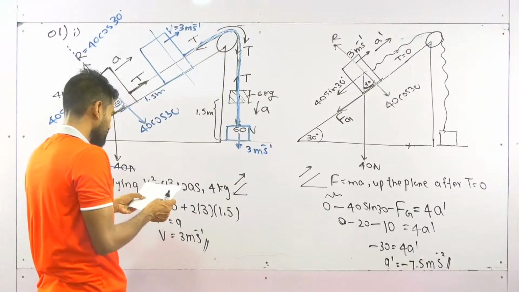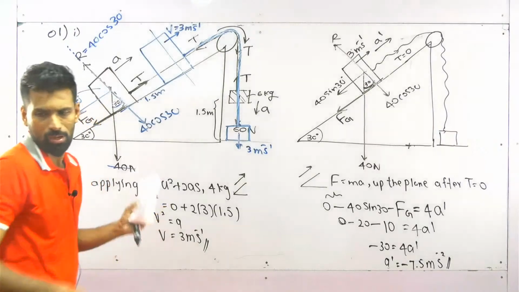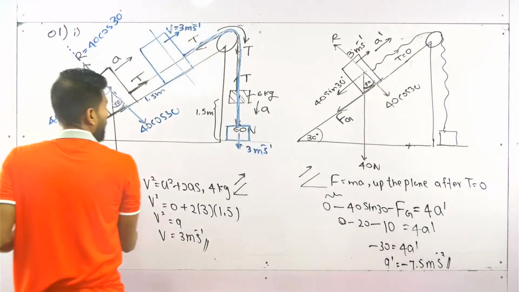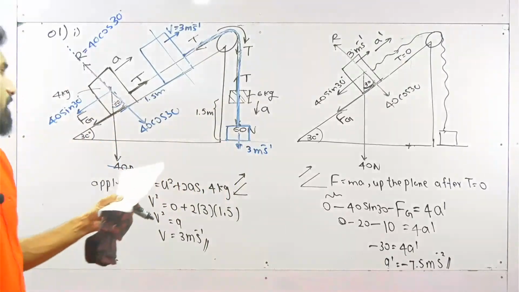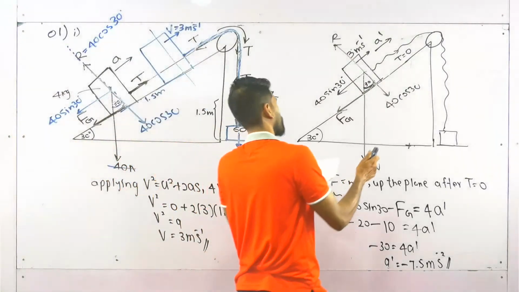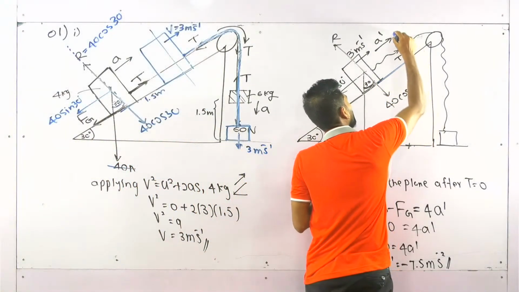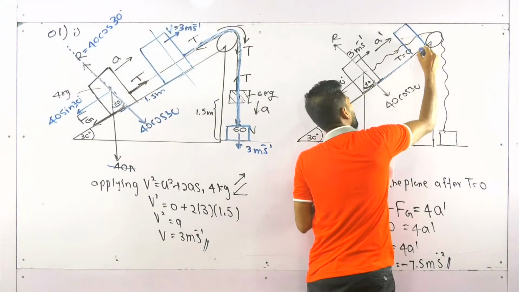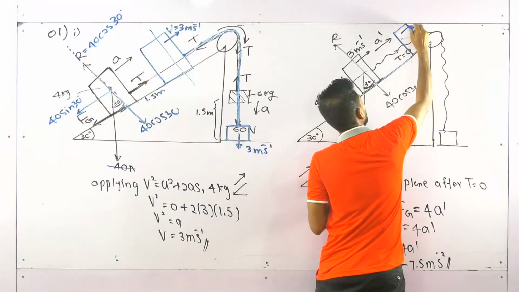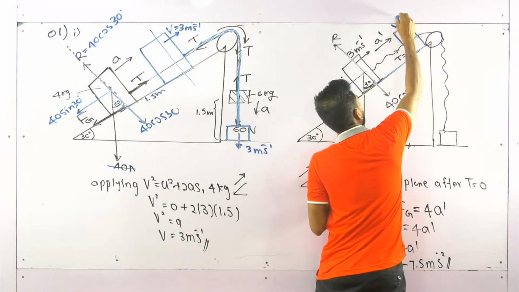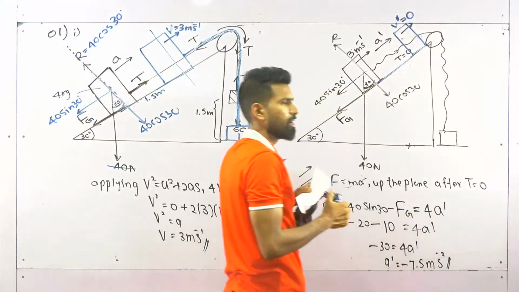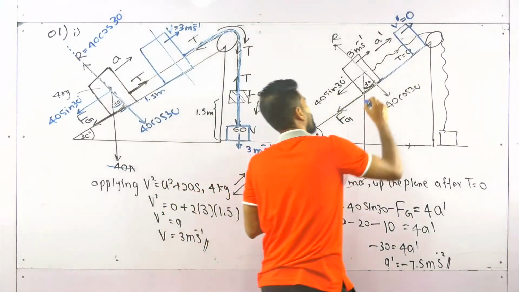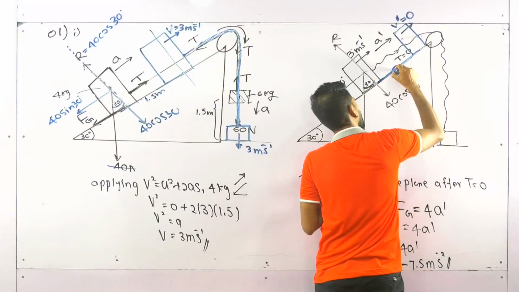Find the maximum distance the 4 kg mass travels on the table before coming to rest. Okay, now applying v square equals u square plus 2as from here to the maximum point that this 4 kg mass will reach. At this point, 4 kg will have zero velocity. What is this distance? S.